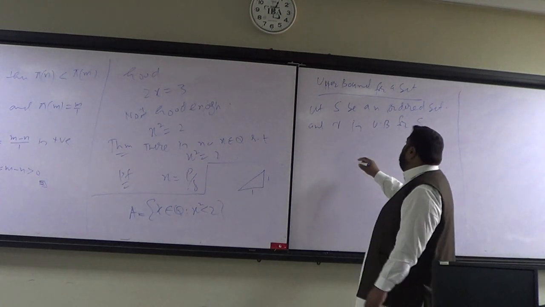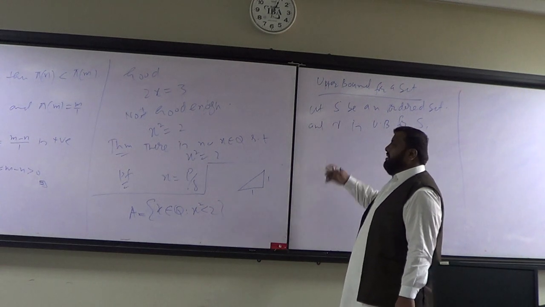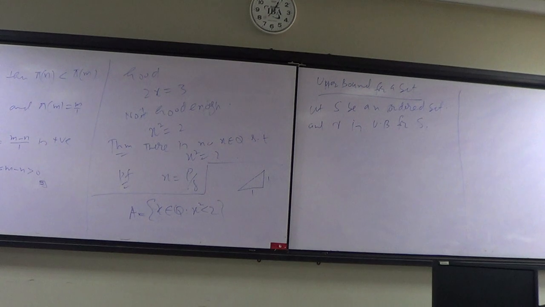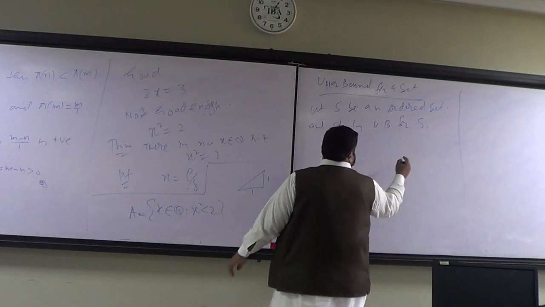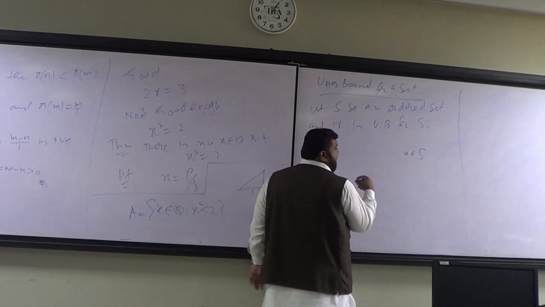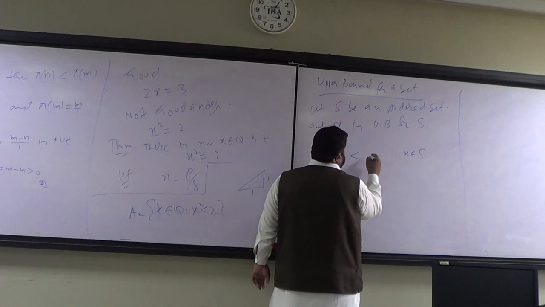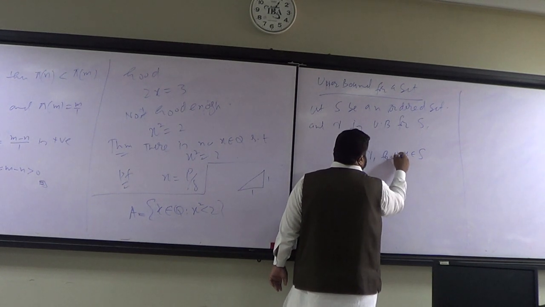Exactly. So in other words, if you're going to say that gamma is an upper bound for S, what should be the definition? We say that take any X from S, and we should have X less than gamma.